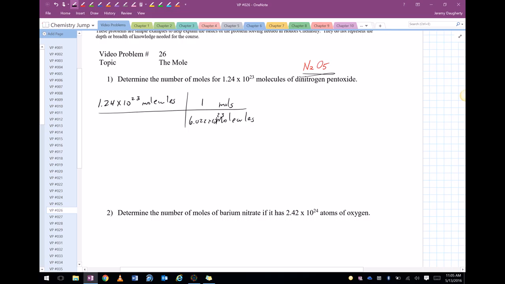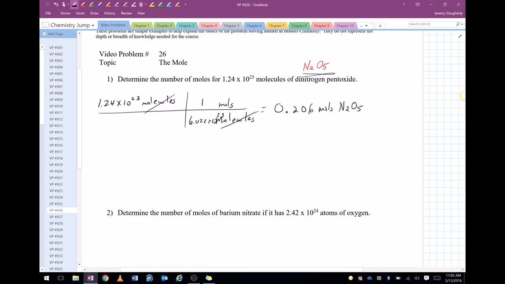So let's punch this into your calculator. Make sure you punch this into your calculator too so you can know for a fact that you're doing it right. So 1.24, I'm going to hit the EE button, and then 23. And I'm going to divide that by 6.022 times 10 to the 23rd. Again, I'm going to hit the EE button. And so I get a value of 0.206. Molecules cancel out, and that's moles of dinitrogen pentoxide.